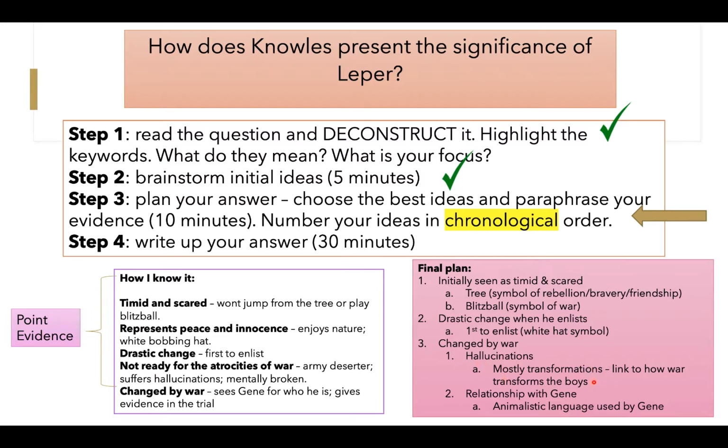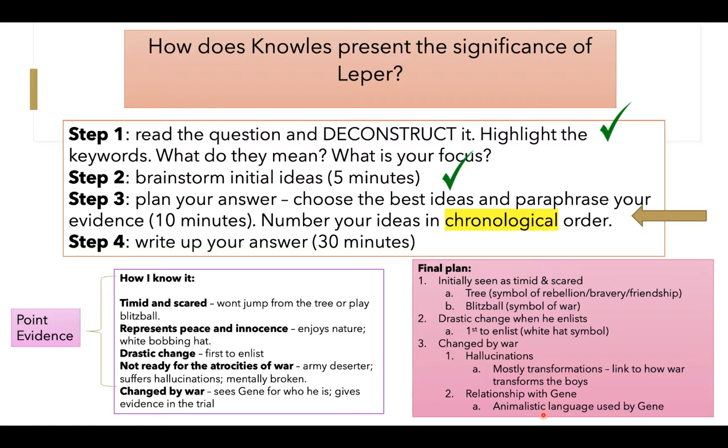He mostly has hallucinations of how the people that he's around transform into these very surreal images. I'm going to link that to maybe how war transforms the boys, and maybe to show how that's actually quite symbolic of what could happen to them in the future, or what could happen to them mentally. And if I have time, I'm going to talk about the relationship that he has with Jean and how that is also altered by war.